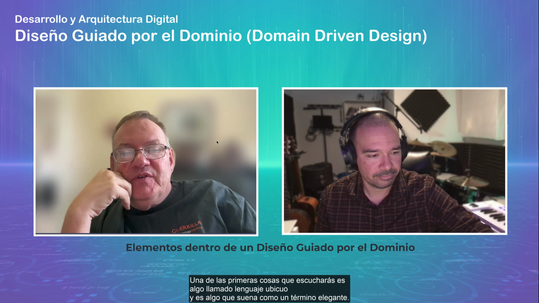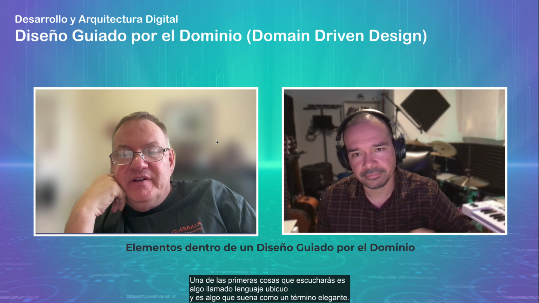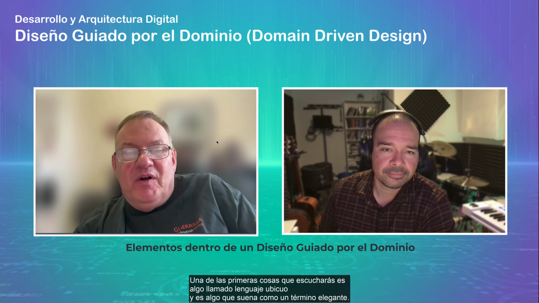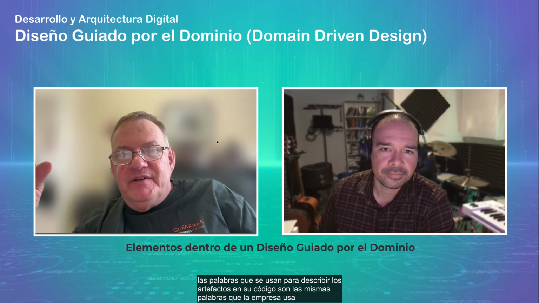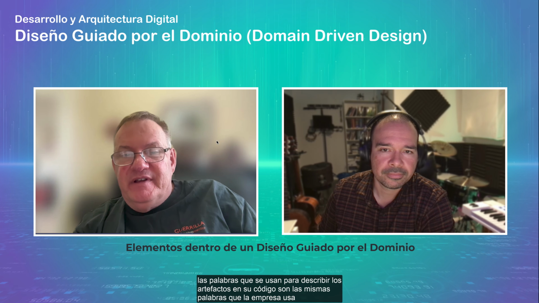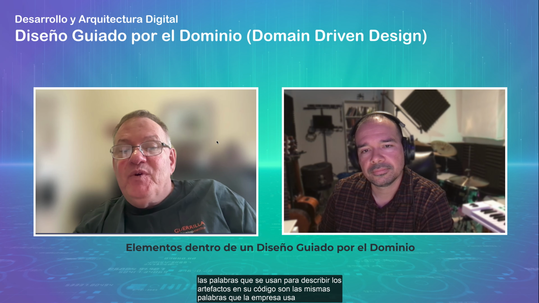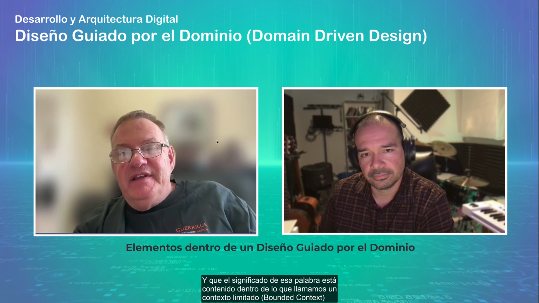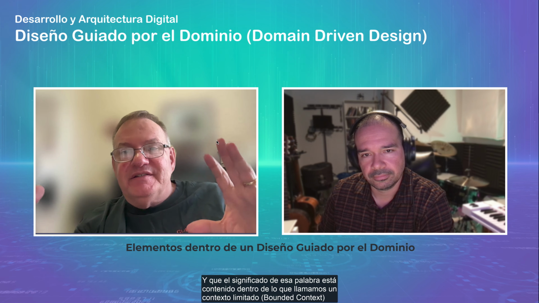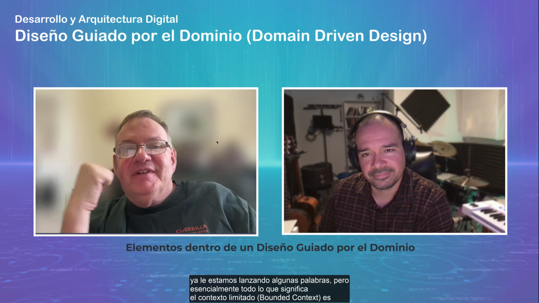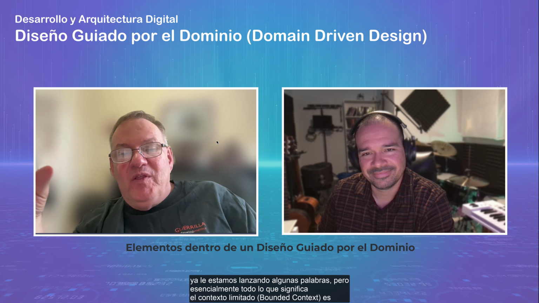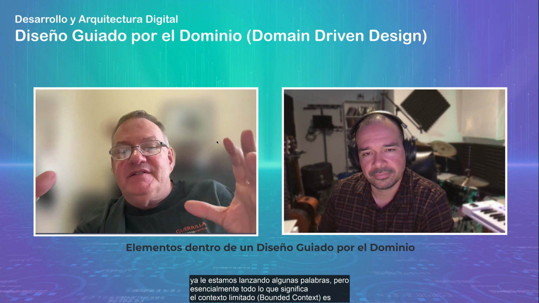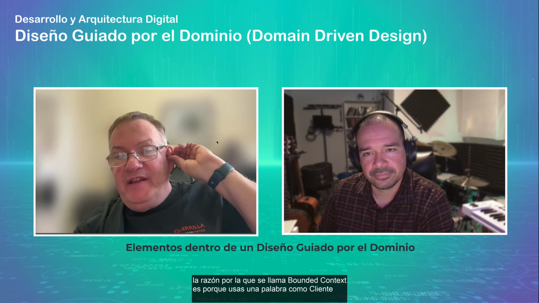Yeah, so you'll hear a lot of terminology. One of the first things you hear is something called ubiquitous language. It's a kind of fancy term, but basically all it means is that the words that you use to describe artifacts in your code are the same words that the business uses. And the meaning of that word is contained within what we call a bounded context. So already we're throwing some words at you, but essentially all the bounded context means is simply a given business capability, a given business domain that you're working in.